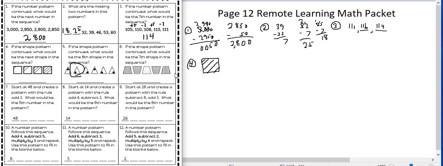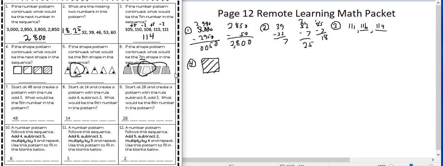All right, 1, 2, 3, 4, and then it starts over. So 1, 2, 3, 4, and we want the 7th one this time. So 1, 2, 3, 4, 5. Now see this one, it's the same as this one. So 1, 2, 3, 4, 5, 6, 7. So that one would be your 7th one.